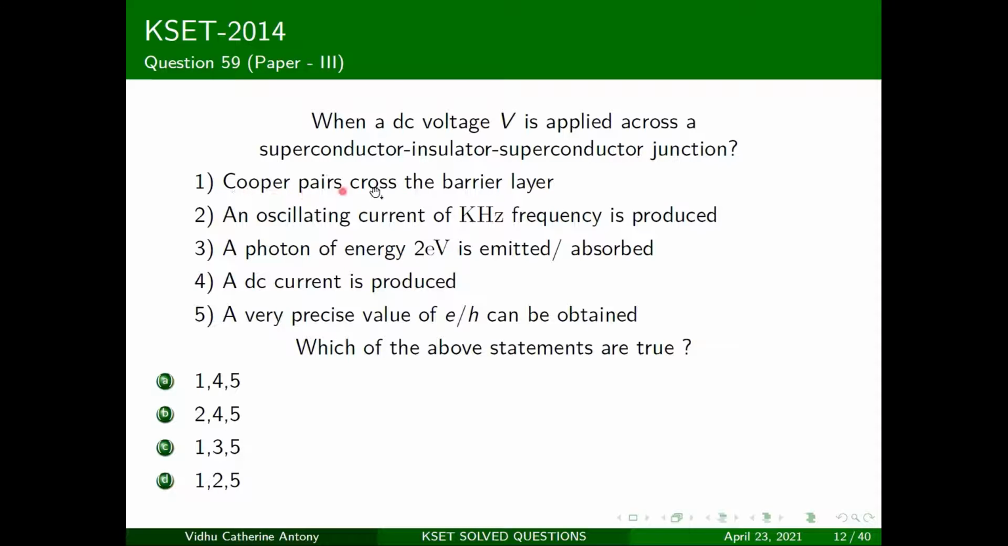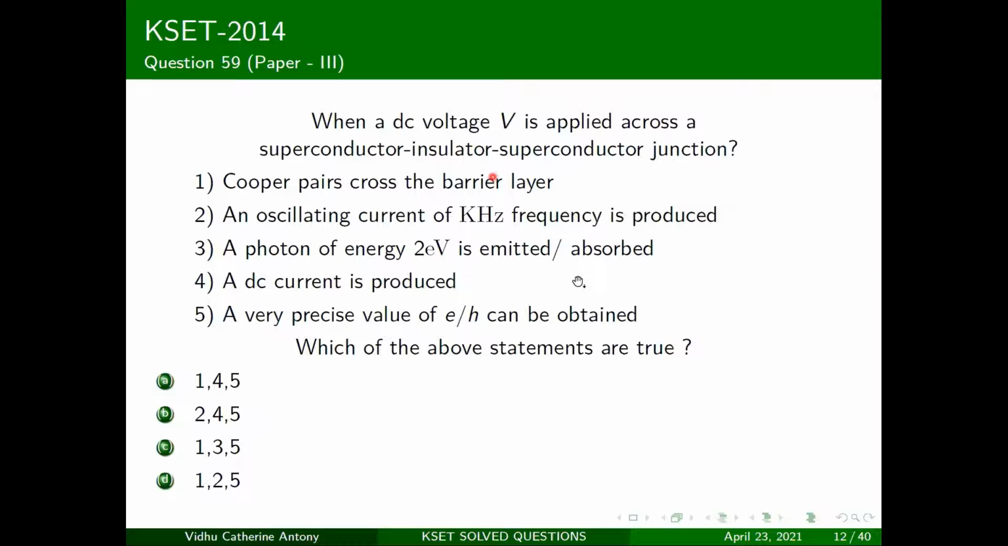The first thing is the Cooper pairs cross the barrier layer. This is typical of any superconductor, but in the case of a Josephson junction, it basically has to cross the barrier layer. That's what is observed. An oscillating current of kilohertz frequency is produced. A photon of energy 2 eV is emitted or absorbed. A DC current is produced. A very precise value of e by h can be obtained.